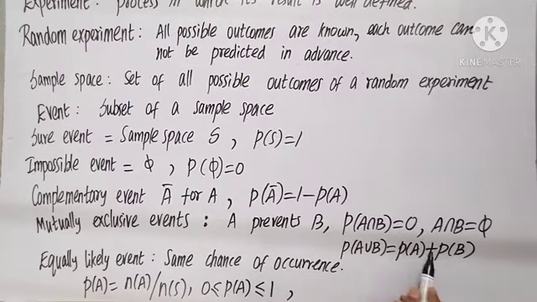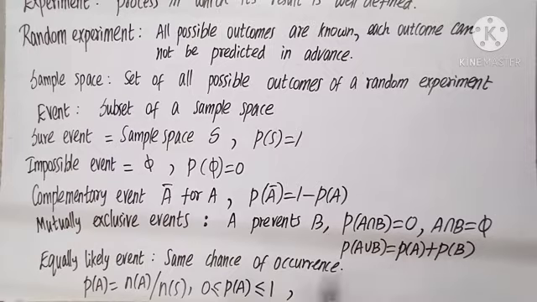Union is replaced as addition. Let us remember, in mutually exclusive events, union is replaced by addition. So P of A union B is P of A plus P of B.